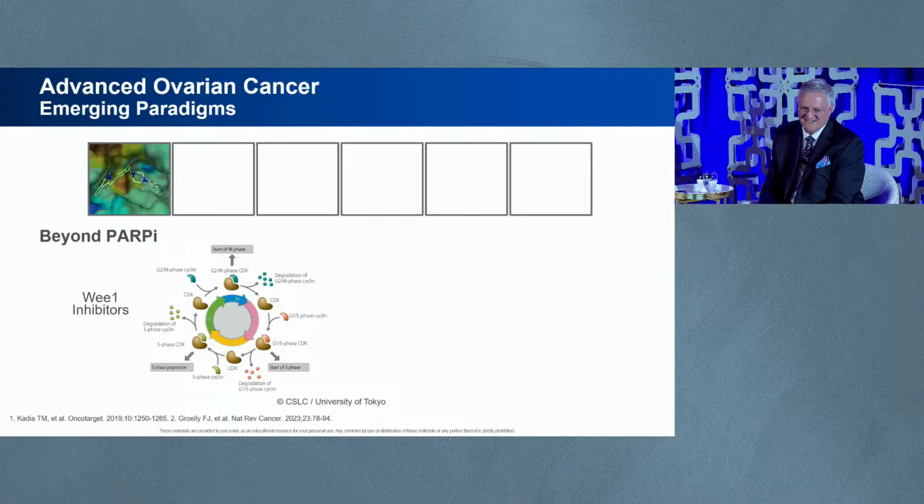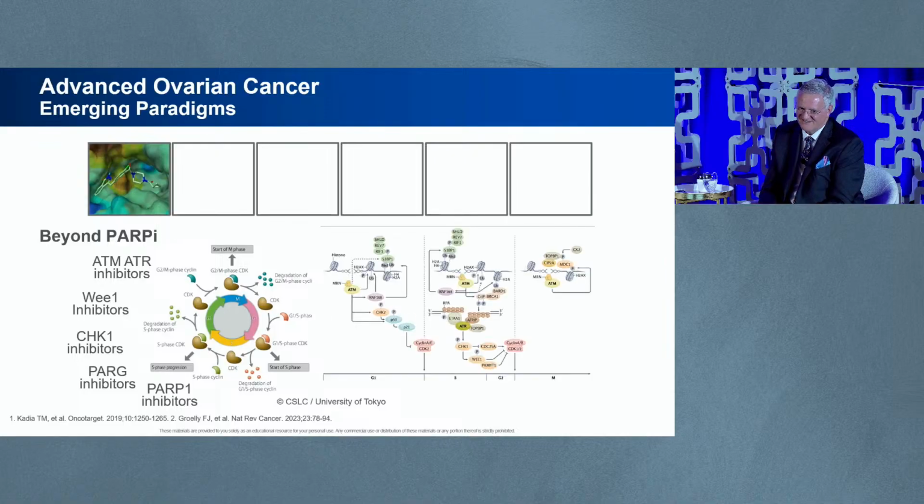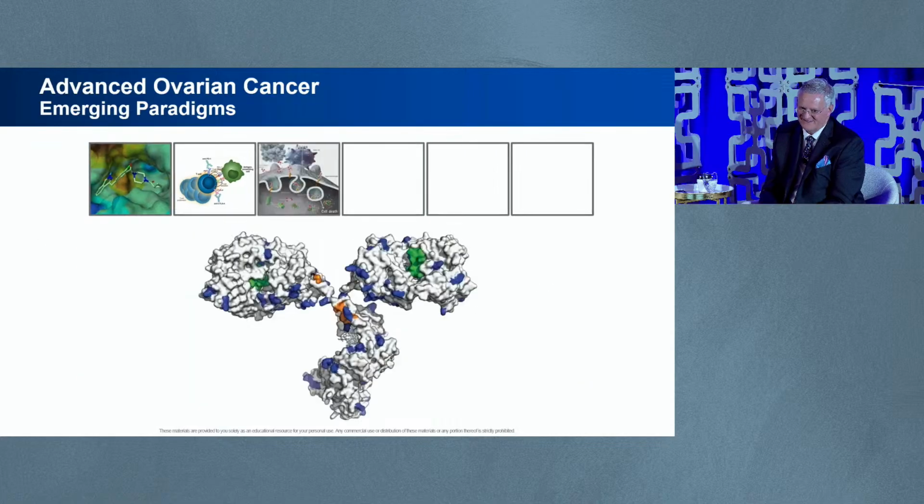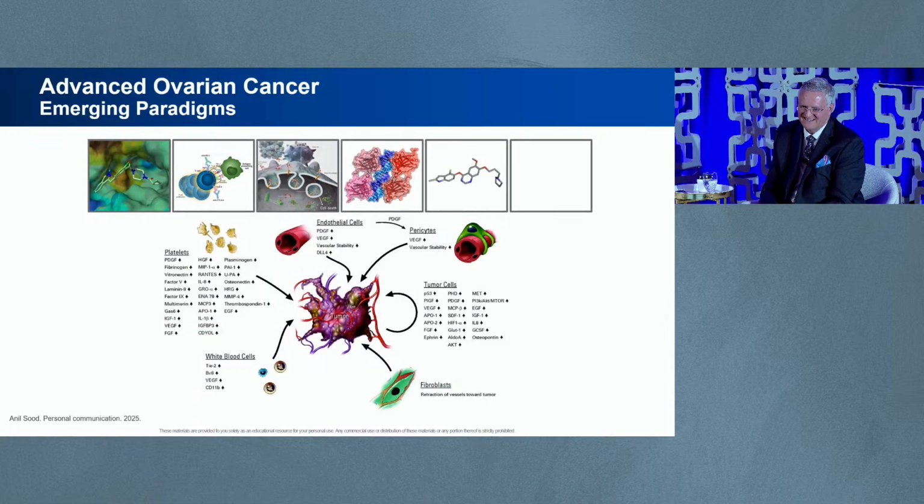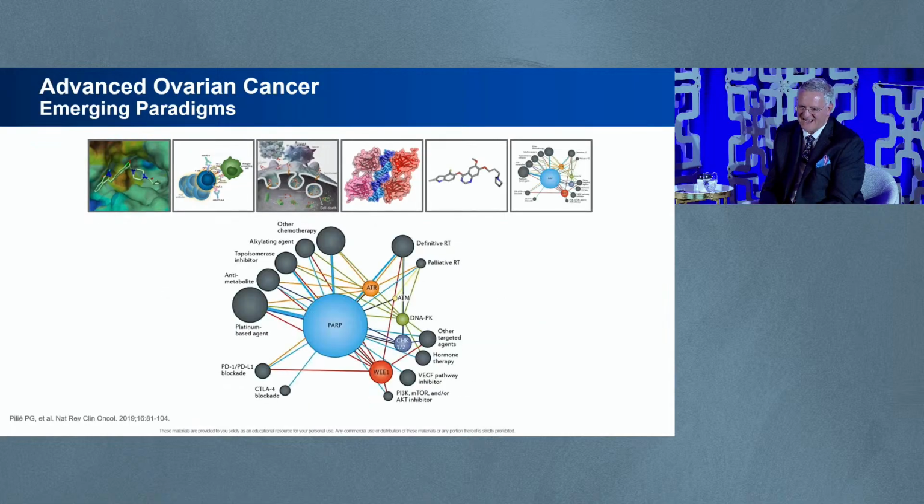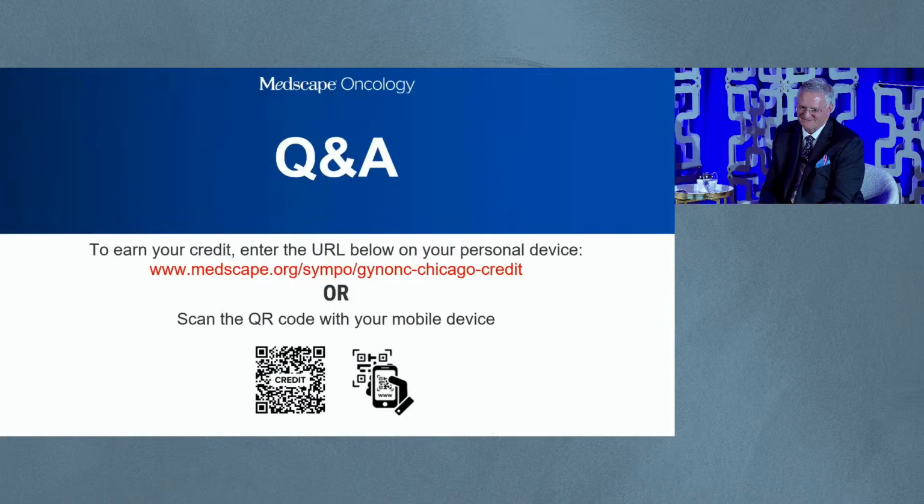Beyond PARP inhibitors, WEE1, ATM-ATR inhibitors, CHEK1 inhibitors, poly-ADP ribose glycohydrolase inhibitors, and PARP1 inhibitors. That whole biology is just exploding, and how we integrate that with immunotherapy is sort of the new frontier. Antibody-drug conjugates, targeting p53, the holy grail with some of the new drugs, which is very exciting. Anti-angiogenics still in the mix, and how we put it all together is really the challenge.